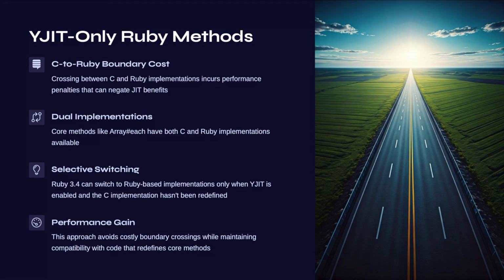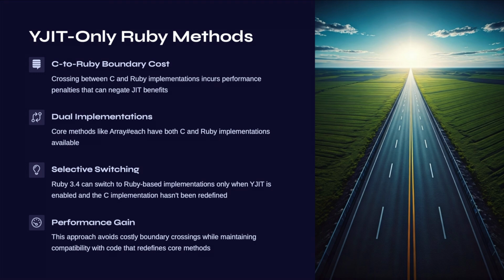So what's the 3.4 approach? A conditional swap. There's now a helper check. If the standard C implementation of a method like Array#each hasn't been redefined by user code. So it's still the original C version? Yes. Then, only when YJIT is enabled, the runtime can undefine the C version and define a special Ruby version instead. So YJIT gets to work with the Ruby version, aiming for better optimization potential. Clever. But you mentioned a problem with backtraces.